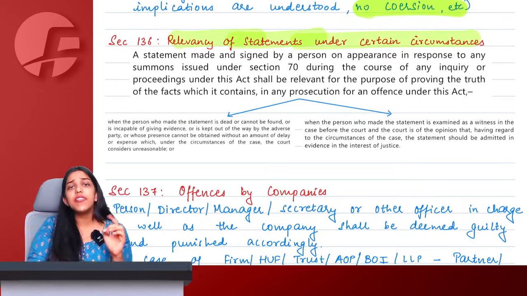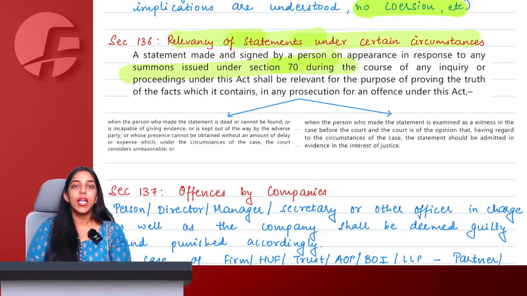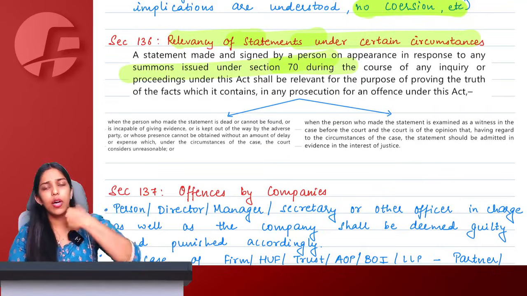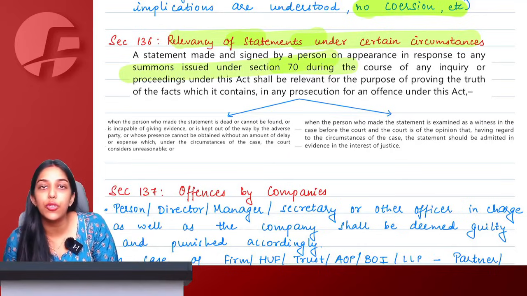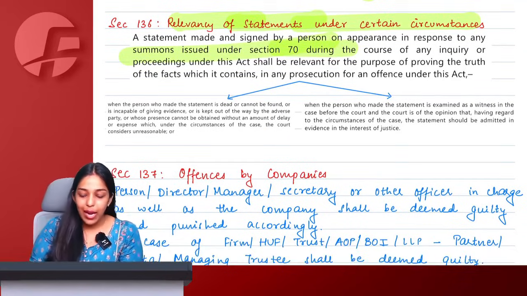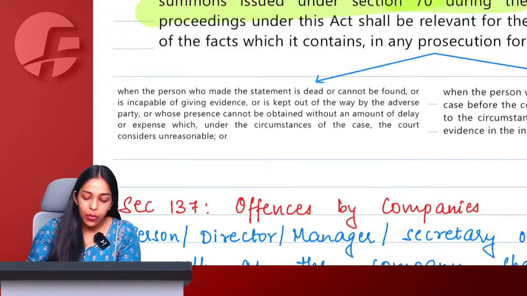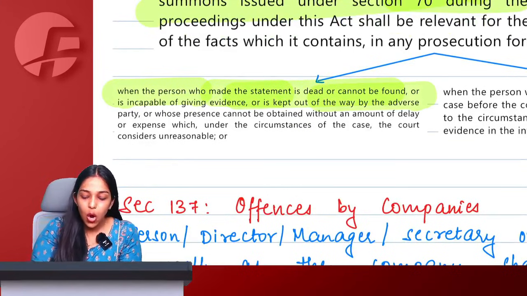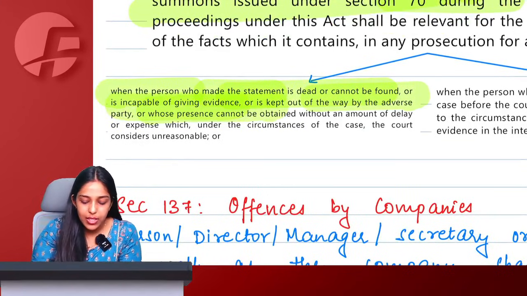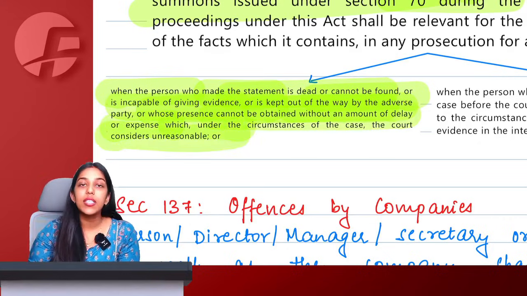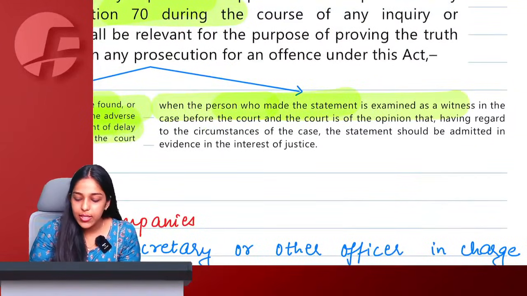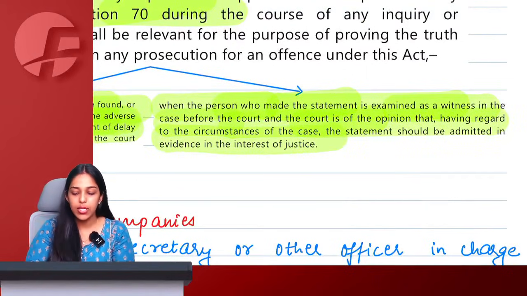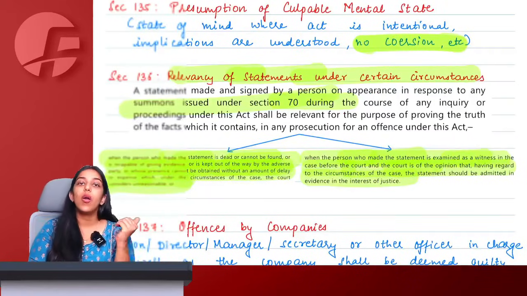See, we have studied section 70, power to issue summons, right? So officers can issue summons and call you during any proceedings to ask questions, tell you to furnish documents, etc. If you had given some statement at that point of time, then when the person who made the statement is dead or cannot be found or is incapable of giving evidence, or is kept out of the way by the adverse party, or whose presence cannot be obtained without unreasonable delay, or when the person who made such statement is examined as a witness in the case before the court and the court is of the opinion that having regard to circumstances the statement should be admitted, then that statement will be admitted.